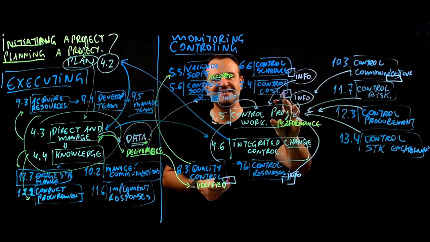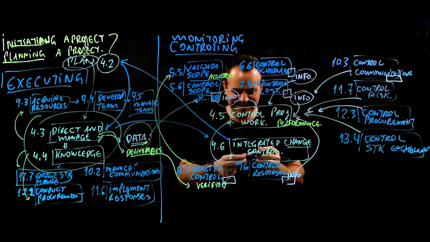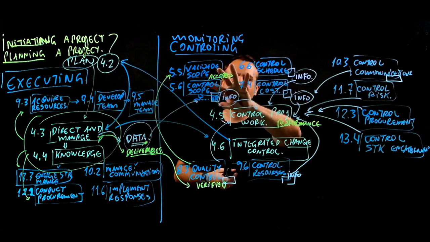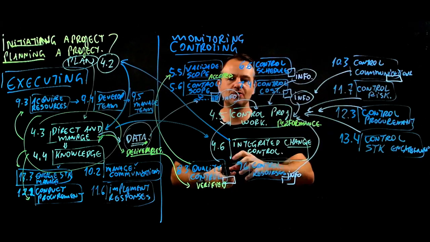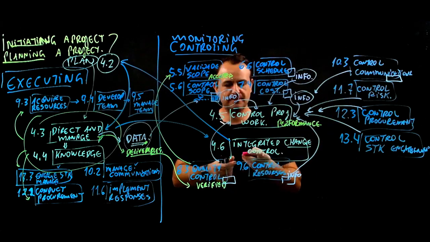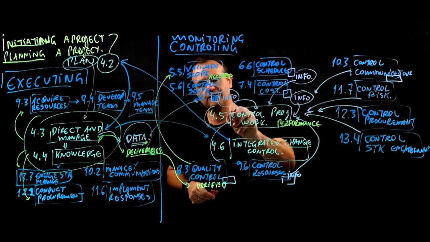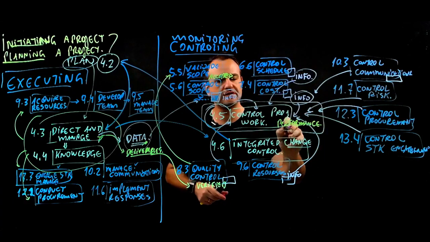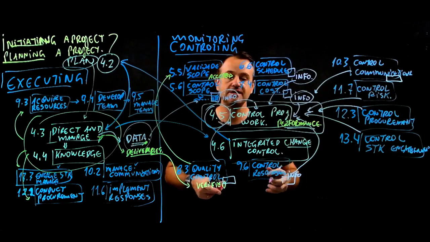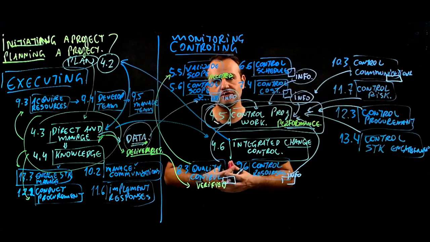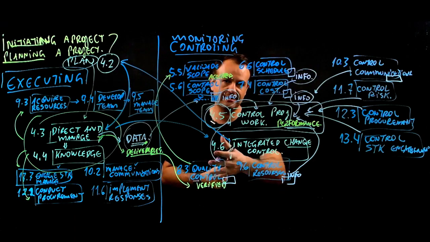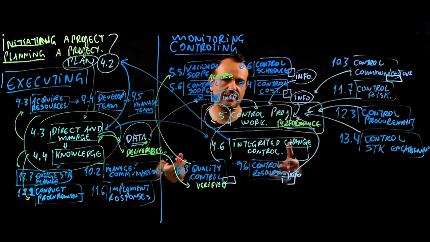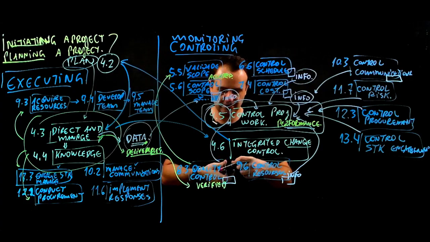So as you can see, I know it's a little messy here, but if you're following my explanation, all the processes in control send information to 4.5, control project work, so that we can consolidate performance predictions, we can implement or suggest corrective action, preventive action, and also repair any defects we have in our project.